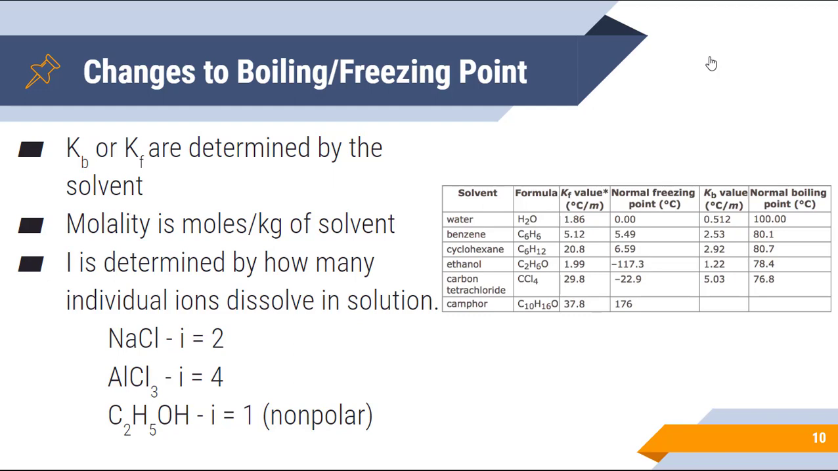Some nonpolar solvents do not dissociate. We won't get into the details of that here, but for example, if we were to use ethanol, ethanol would have a Van't Hoff factor of 1. These are pretty easy to calculate once you understand what's going on here, so let's do a couple practice problems and we'll be done.